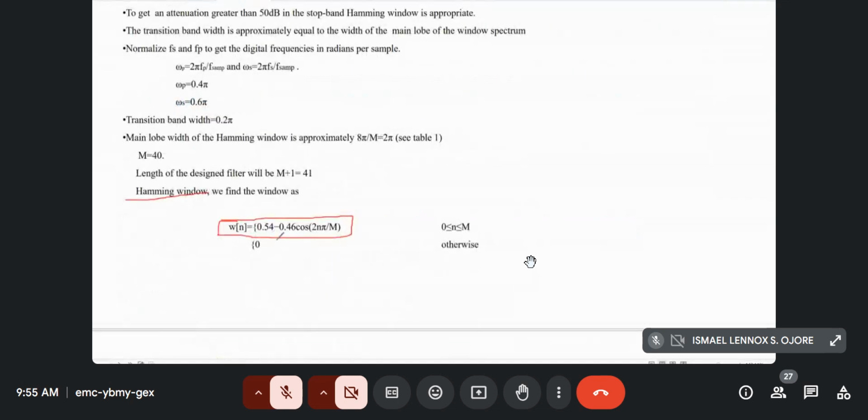I think the Hamming window w(n) is equal to 0.50 minus 0.50 cos(2nπ over M). The same form, but just these coefficients are different. That is a Hamming.